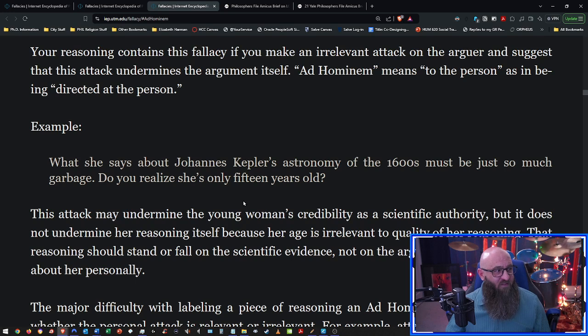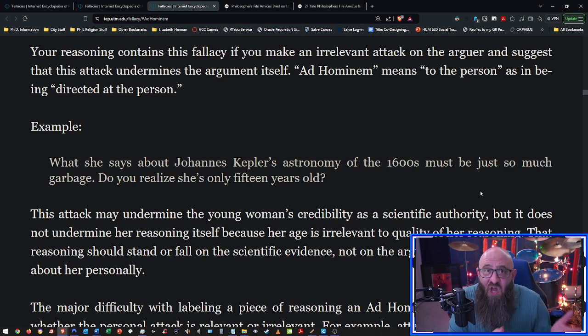And so here the example is what she says about Johannes Kepler. If you don't know who Kepler is, he's the guy who formulated our first laws of planetary motion. What she says about Johannes Kepler's astronomy for the 1600s must be just so much garbage. Do you realize that she's only 15 years old?